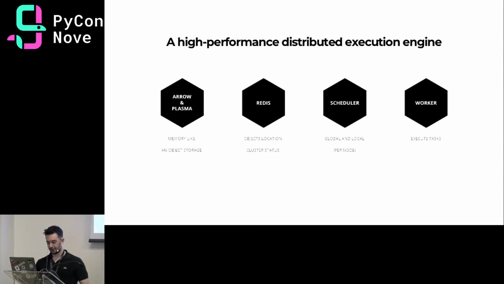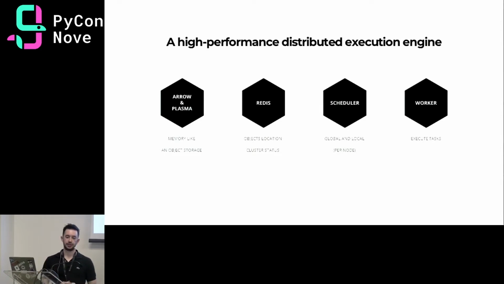Plasma is a very cool thing. It's using memory like an object storage. So you can just put an object there, and after you put an object there, you can just delete it. You cannot update it. After you put it there, you can just leave it there or delete it. And if you want to change something, you need to add a new object, a completely new one. And this is how they avoid race conditions.